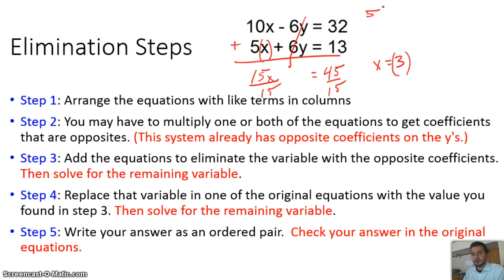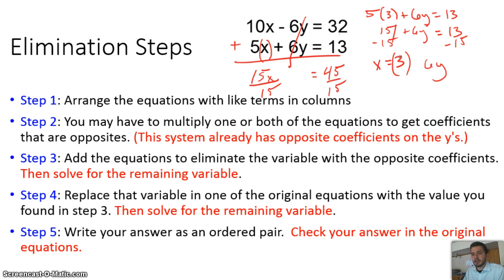So it's going to be 5, and instead of x, write 3. So 5 times 3 plus 6y equals 13. Then we're going to solve for the remaining variable, so we're going to solve for y here. 5 times 3 is 15, plus 6y equals 13. Subtract 15.